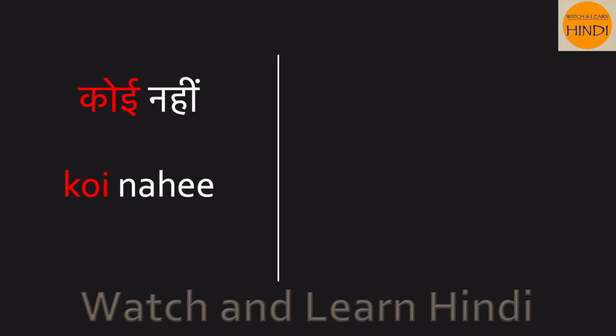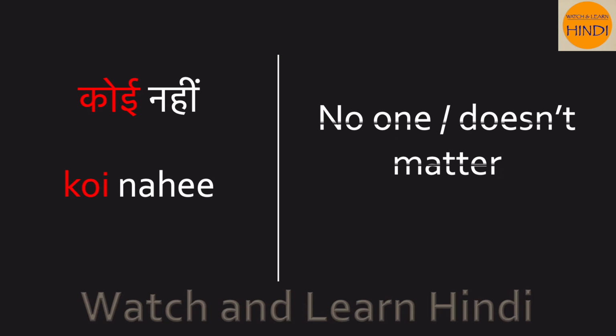Koi nahi. Now this one can have two meanings. One is the literal meaning, koi nahi means no one, or it can also mean doesn't matter or no worries, no problem. For example, for the first meaning, if somebody asks you who was there and there was nobody, you say koi nahi, nobody, no one was there.